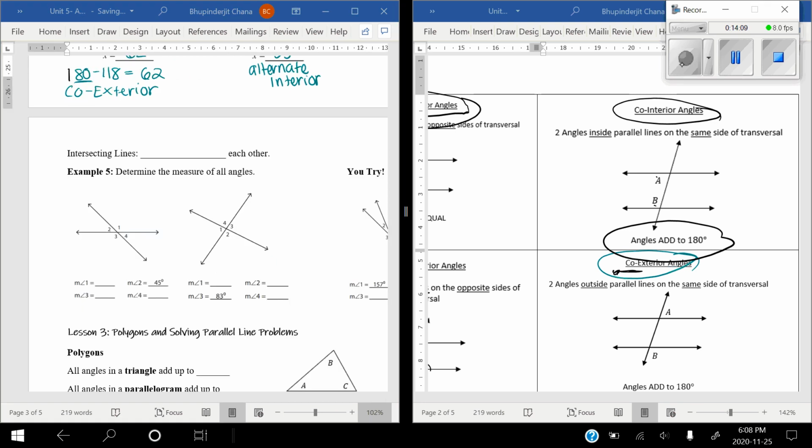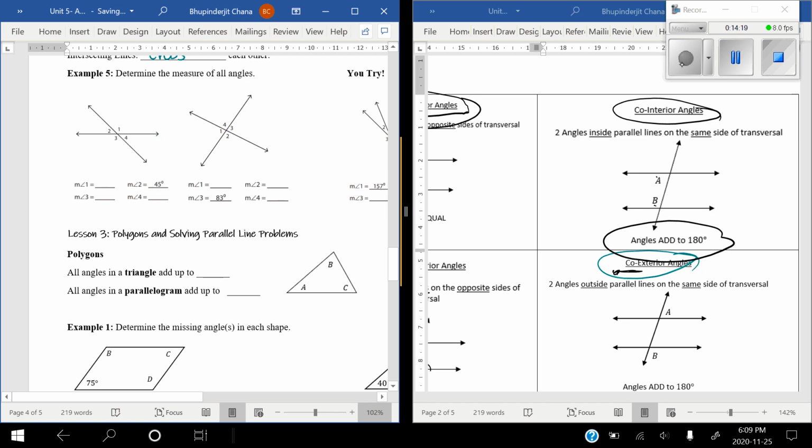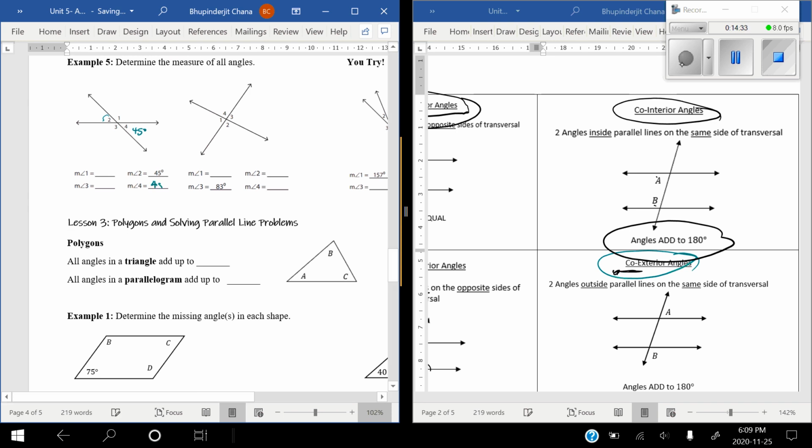All right, last little bit for today. We have intersecting lines that cross each other. So determine the measure of all angles. I like to first put what is known, 45. We know that whatever is vertically across is going to be the same. So if 4 is 45, then 2 is also 45.